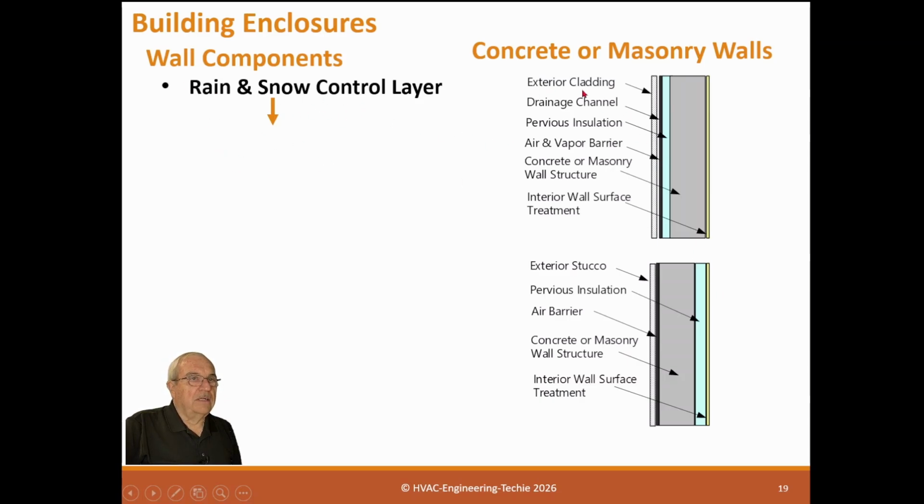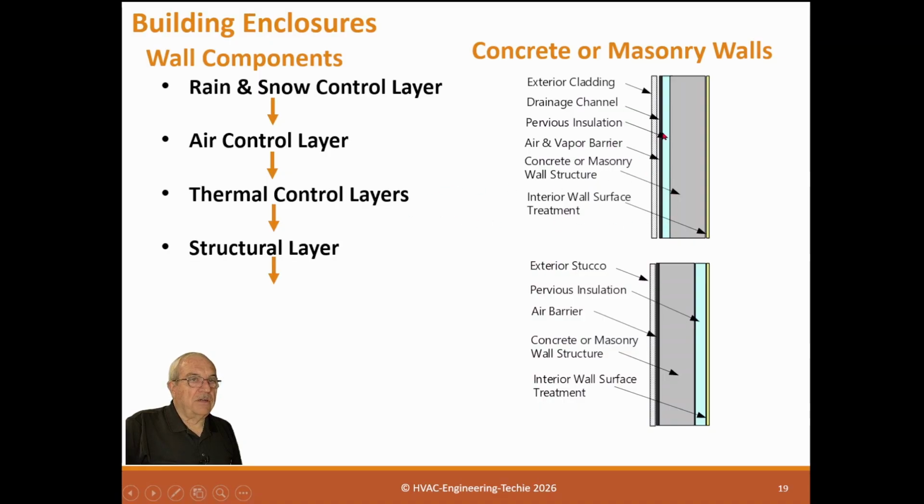So we have a cladding on the outside, and it might be stucco, it might be a board, it might be metal, it might be some other material. We have an air control layer, and that's behind it. This would be the air barrier. We have a thermal control layer, which is the insulation here. And then we have a structural layer, which is the concrete itself. And we have sound control, which is the concrete itself because it's got mass.